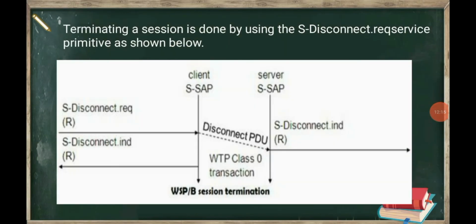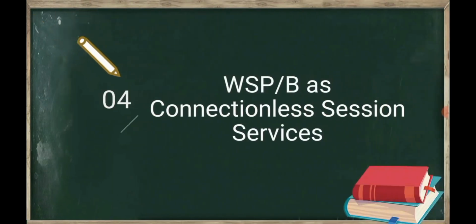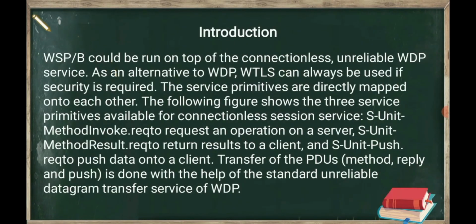Now we have seen how WSP establishes a connection over WTP for data transmission, and then how it is suspended or resumed, and how it terminates. Now we can see WSP as a connectionless session service. WSP could be run on top of the connectionless unreliable WTP services. As an alternative to WTP, WTLS can always be used if security is required.